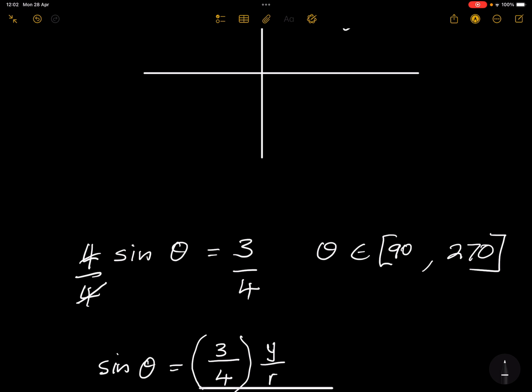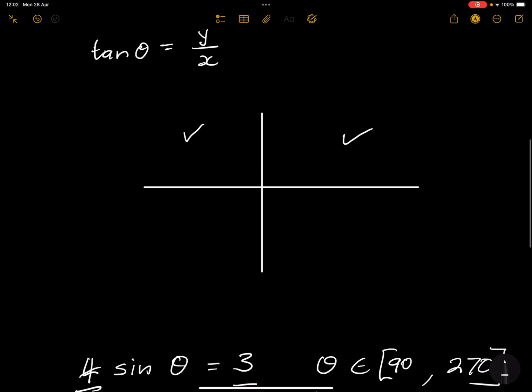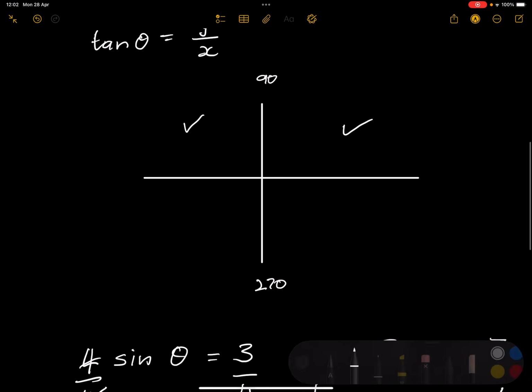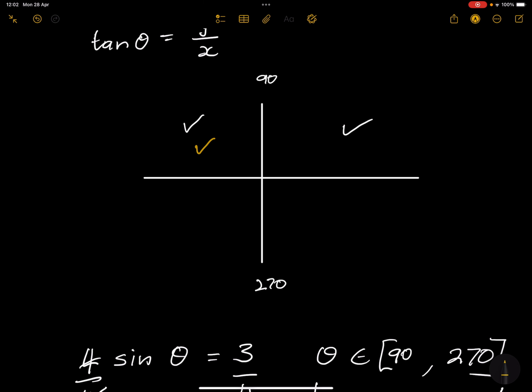However, they also give us a restriction, right? They say, well, theta is an angle between 90, right? So which means from 90, which is over there, all the way up until 270. So which means theta falls between the second quadrant as well as the third quadrant. So where do we have 2 ticks, right? So you locate where you've got 2 ticks, and that is where your triangle will be. All right, so what we're going to do is just draw our triangle there on our Cartesian plane.